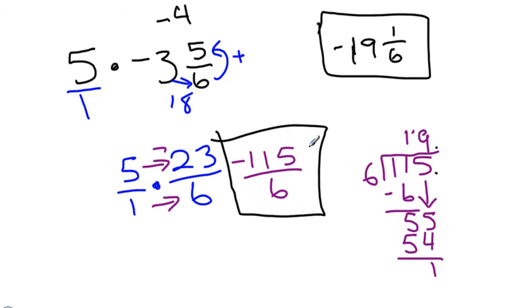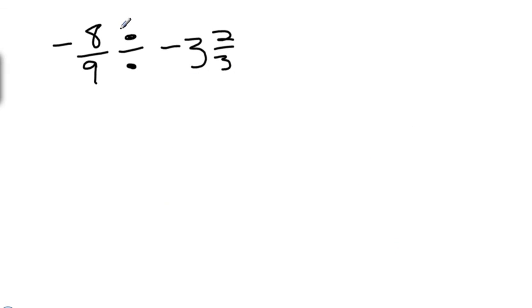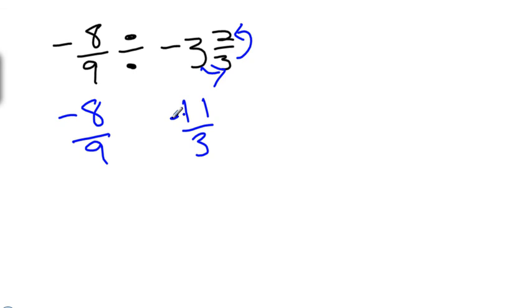Alright, number 2. Dividing. Same idea. One extra step. Before we do that, we need fractions, not mixed numbers. So we have negative 8 over 9 over here. 3 and 2/3 is going to be 9 plus 2 more. 9 plus 2 is 11, so it's going to be 11 over 3, and the whole thing's negative.